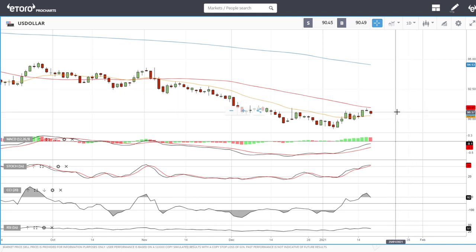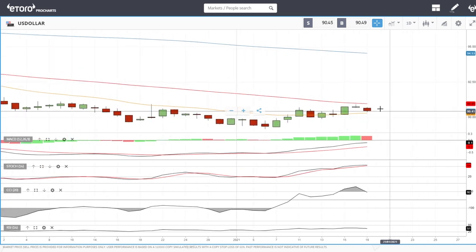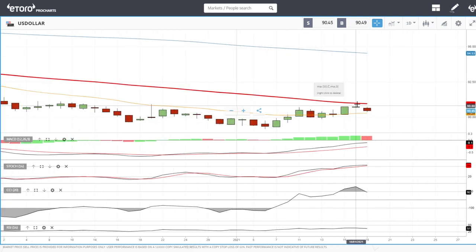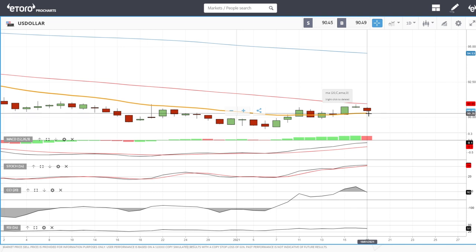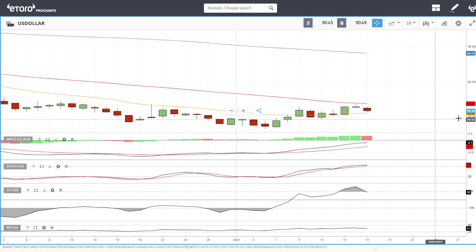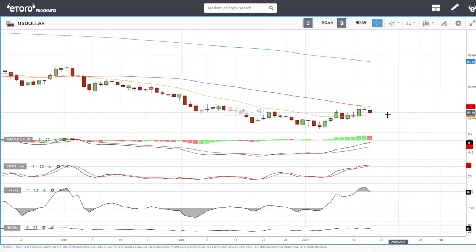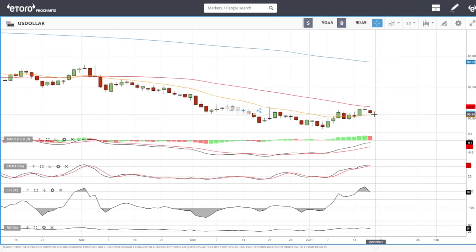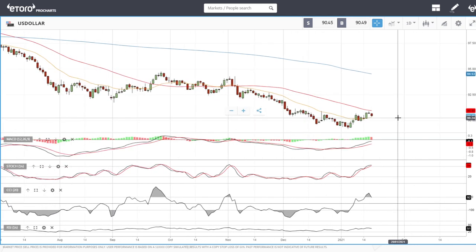So we'll start by looking at the US dollar index. And as you can see, we ran into resistance yesterday at the 50 moving average. And then we broke down towards the 20 exponential moving average today. And now we're trading at roughly 90.45. So if we break below the 20 exponential moving average, that opens the door to these very lows. And I think that is where we are heading.